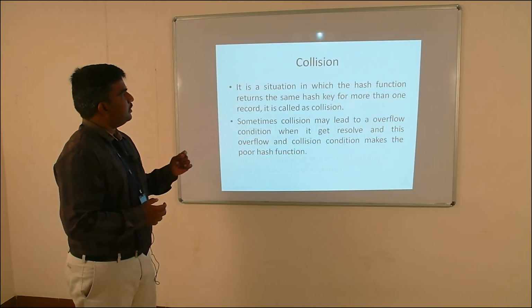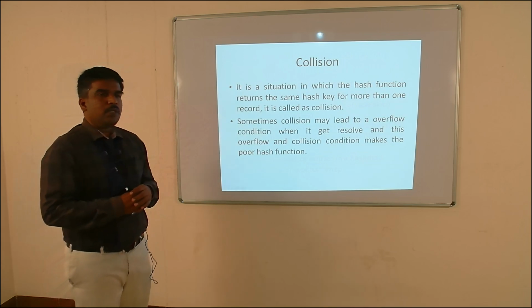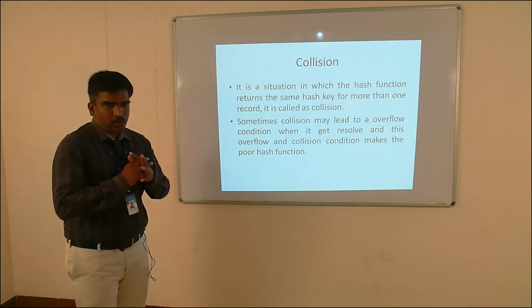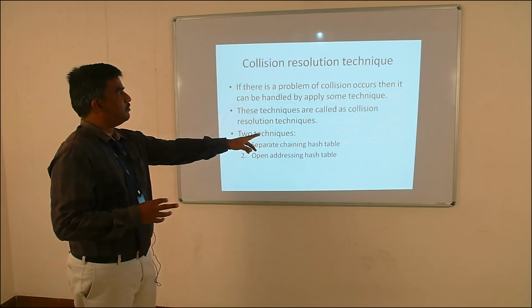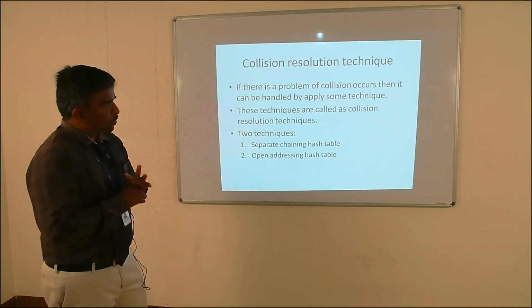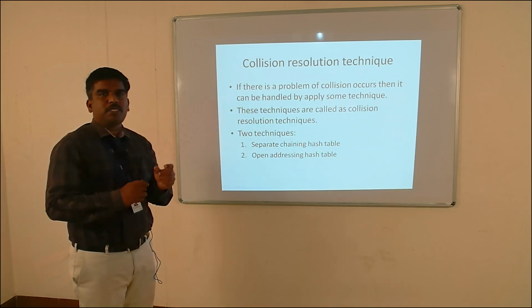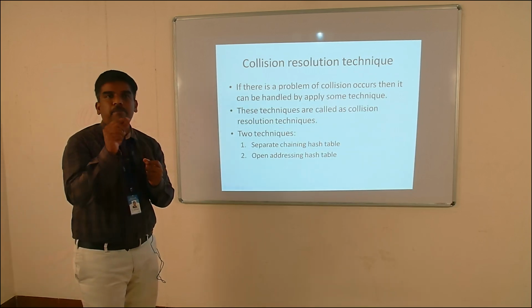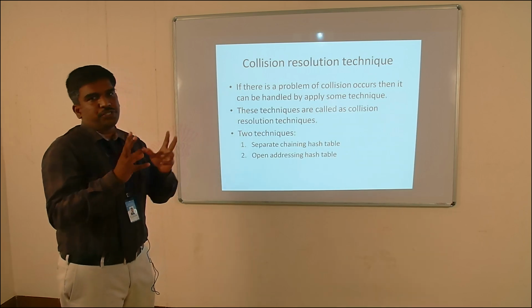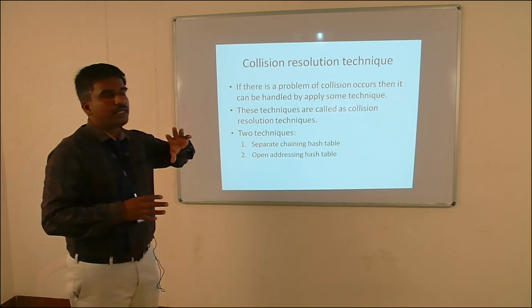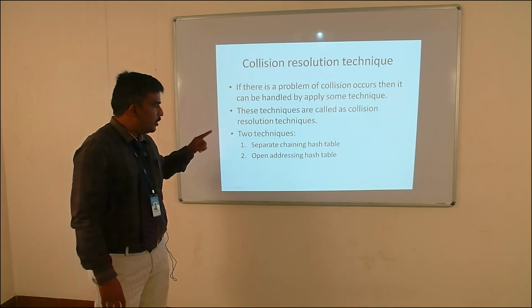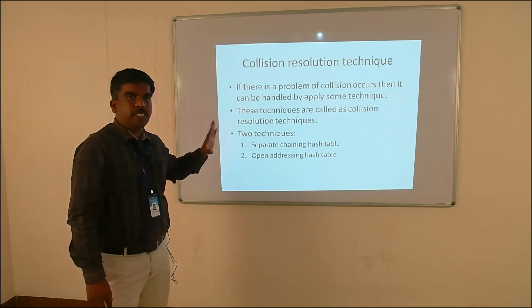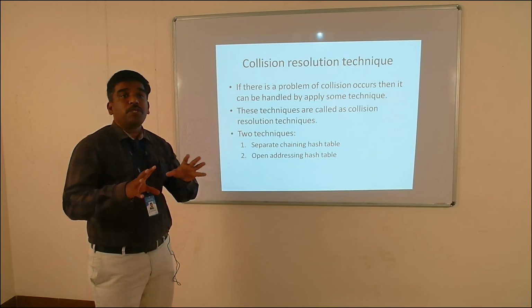Next, collision. You can see the collision occurs here. In collision, if values are stored at the same index, that means a collision occurs. So how do we overcome the collision? It comes under two techniques: separate chaining and open addressing hash table. Using these techniques, we can resolve the collision problem.